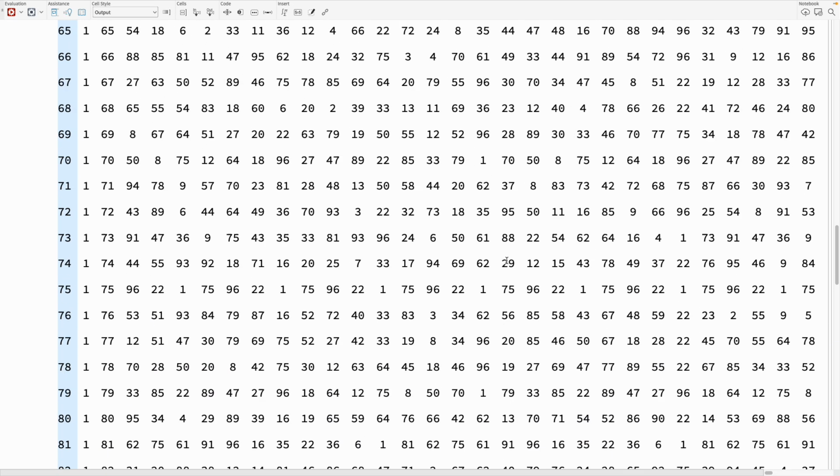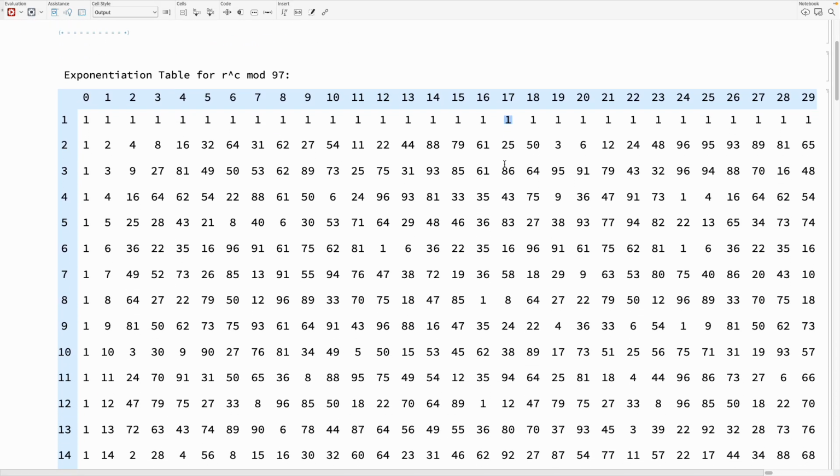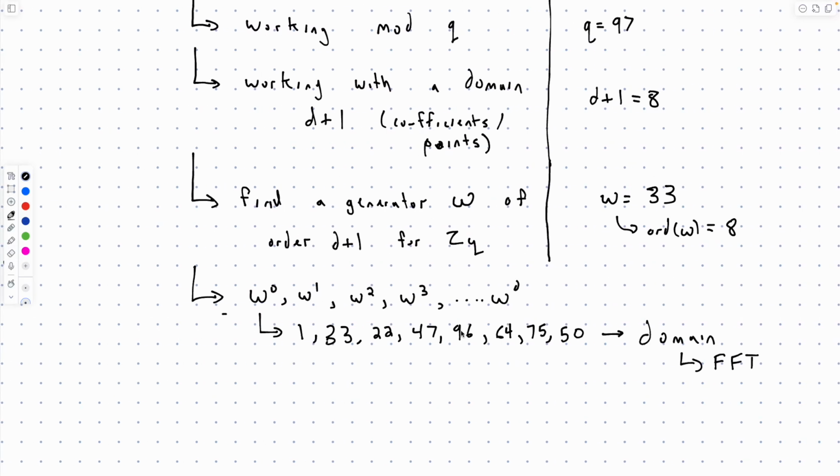And oops, there isn't a 1 anywhere in that column. Okay? Or sorry, there's not a 1 where it's the first one in that column. Okay? So there is nothing of order 17. So what that means is once I set my d+1 value, I can't just go around choosing, I'm not necessarily going to find something of the right order.